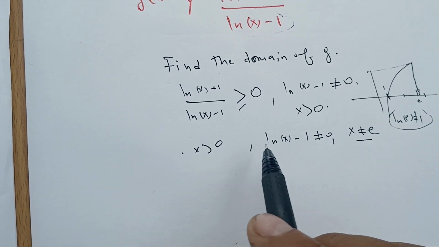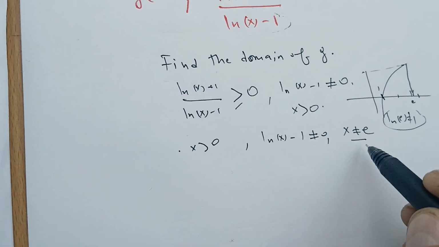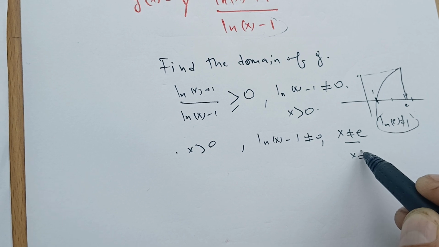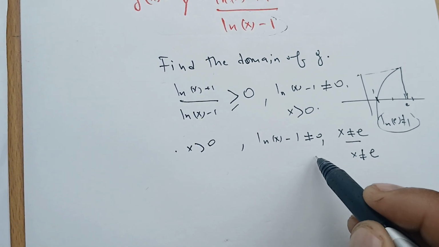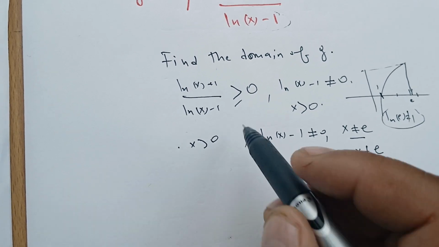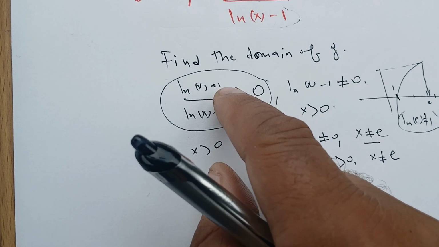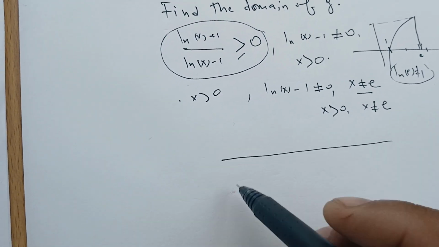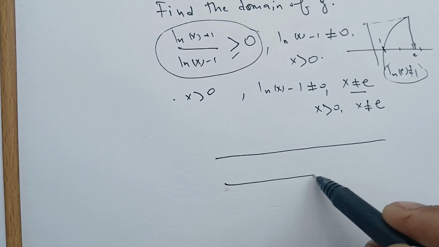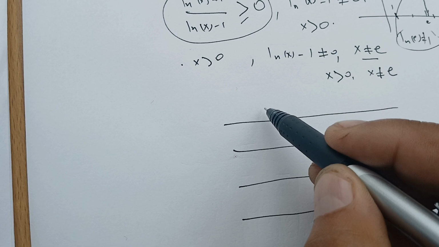Under these conditions, we need to have x different from e, and also x bigger than 0, and also this condition here. So this one we need a table. So let's do a table for that. Okay, and we're gonna see that we can get the result that we need really quickly.